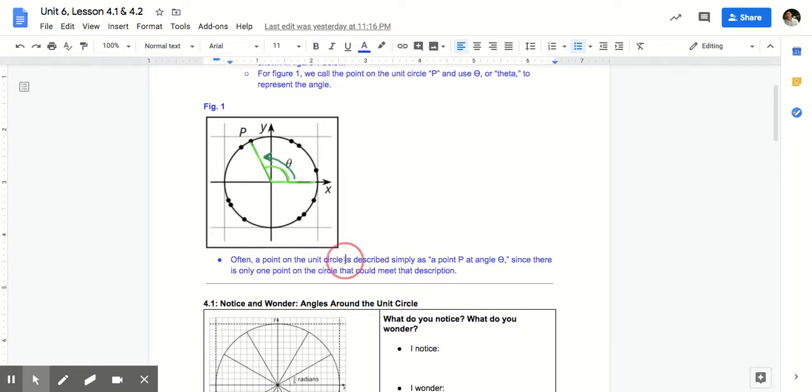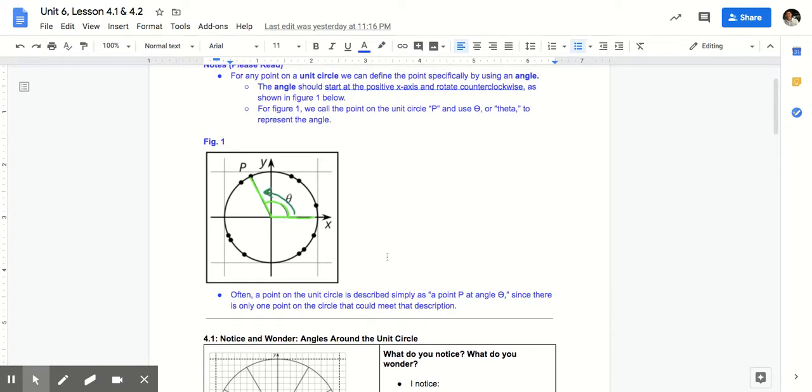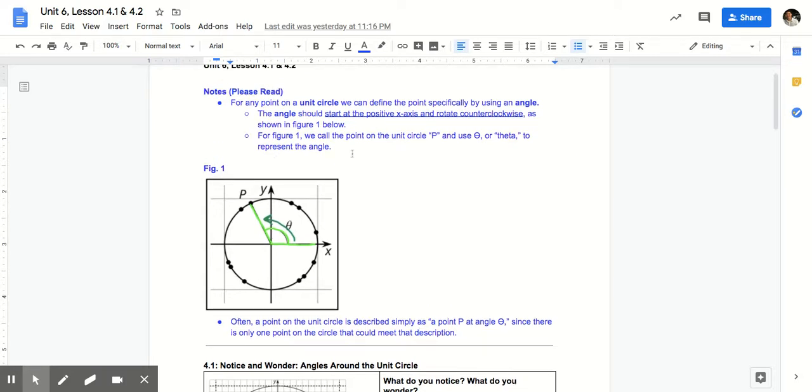Often a point on the unit circle is described simply as point P at angle theta. Again, you would put your specific angle, like point P at angle 27, since there's only one point on the circle that can meet that description. Okay, so that's all you have to know for this. We're just going to briefly cover it through notes.